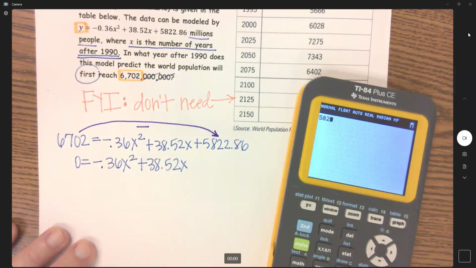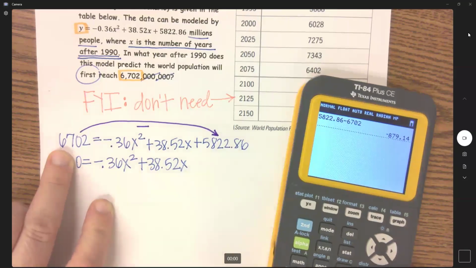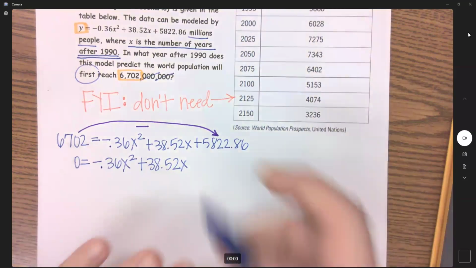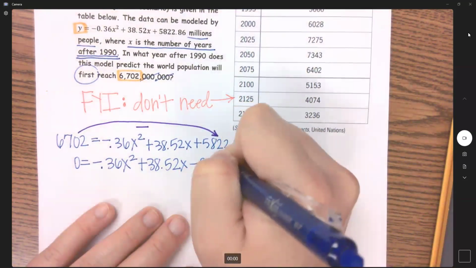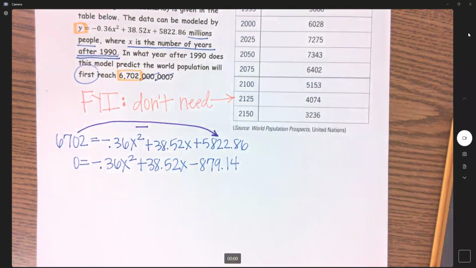And now let's see what this number here is. We have 5822.86 minus this number here. So we get negative 879.14. Okay, so here is my quadratic.